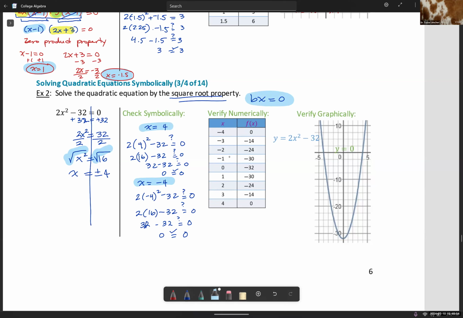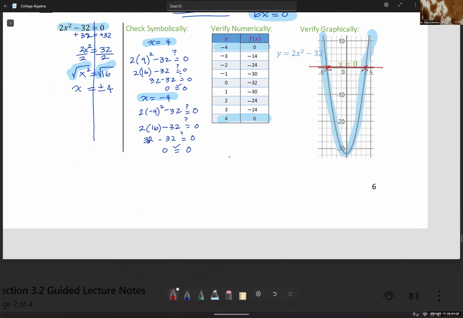Okay. Verify numerically when you solve this. Yes, -4 does equal 0. +4 does equal 0. And that's what we have this equation set equal to. So when you graph the left-hand side, you got your parabola. The right-hand side is just y equals 0. That's this line. So that's where they cross right there at 4 and -4. Any questions about the square root property? The square root property is really, really straightforward and easy to do, but it only can be done when your bx equals 0.